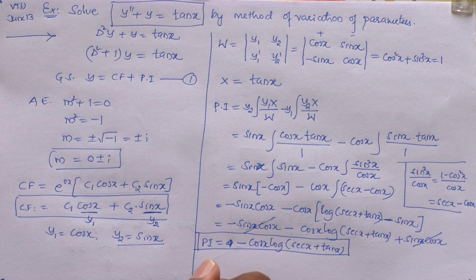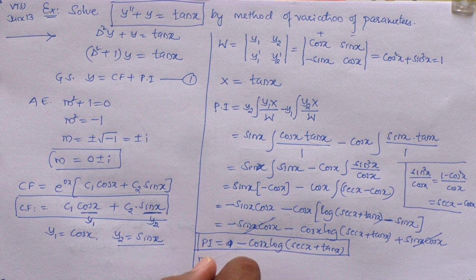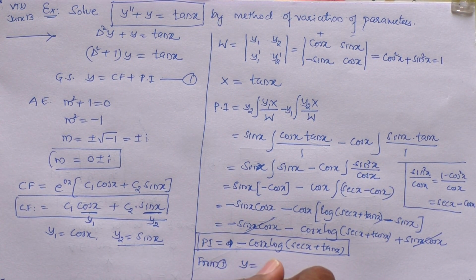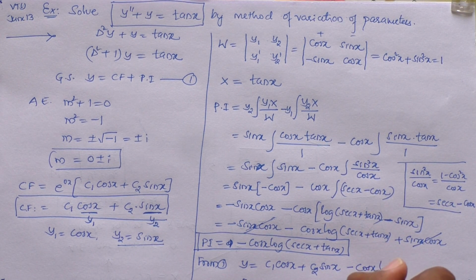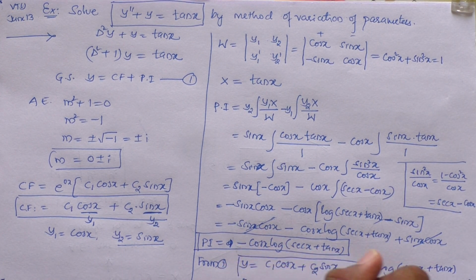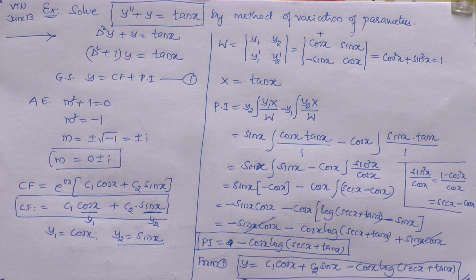So finally, the solution from 1: we know y equal to CF plus PI. So CF is c1 cos x plus c2 sin x, CF plus PI. So PI is minus cos x into log of sec x plus tan x. So this is the final solution of the given problem by variation of parameters.